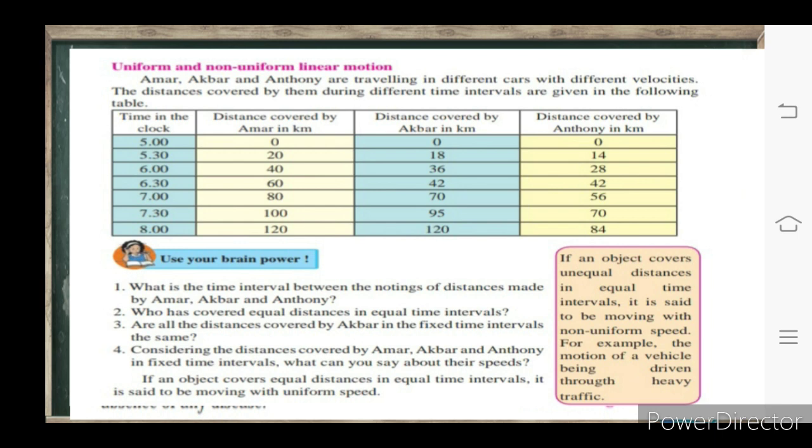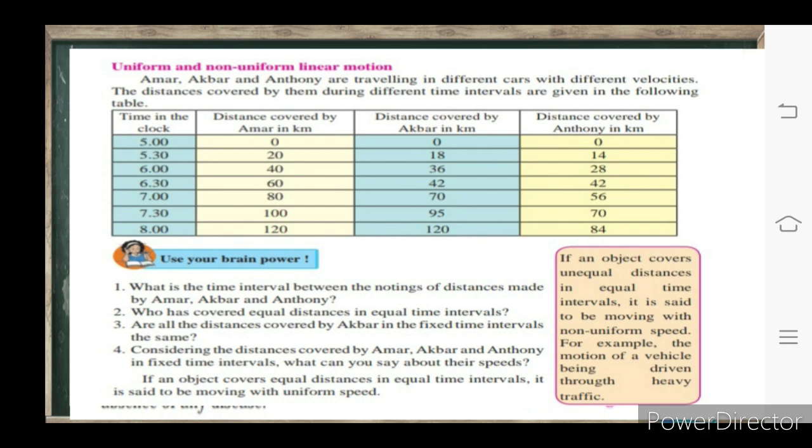Now, uniform motion and non-uniform motion. Observe the chart very carefully. Amar, Akbar and Anthony are traveling in different cars with different velocities. The distance covered by them during different time intervals is given in the following table. In the first column there is time. In the second column, the distance covered by Amar in kilometers.